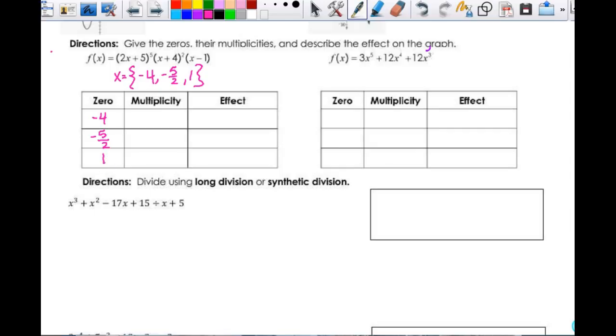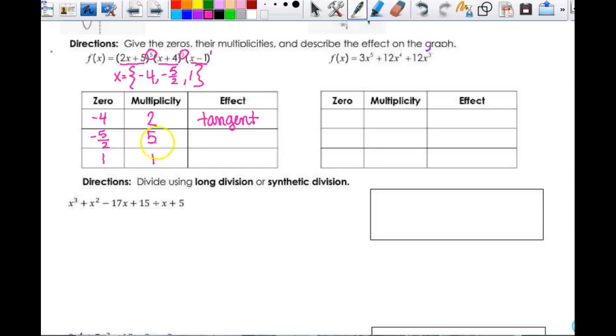So the multiplicity of the -4, right, -4 comes from there. The multiplicity is 2. The -5/2 comes from here. The multiplicity is 5. The 1 comes from here. The multiplicity is 1. Okay, so when it is even, that is like a balance, but that is not what we put here. I mean, that is what we're thinking. That's what I want you to see visually. But your real word that goes here is that it is tangent. It's tangent to the x-axis.